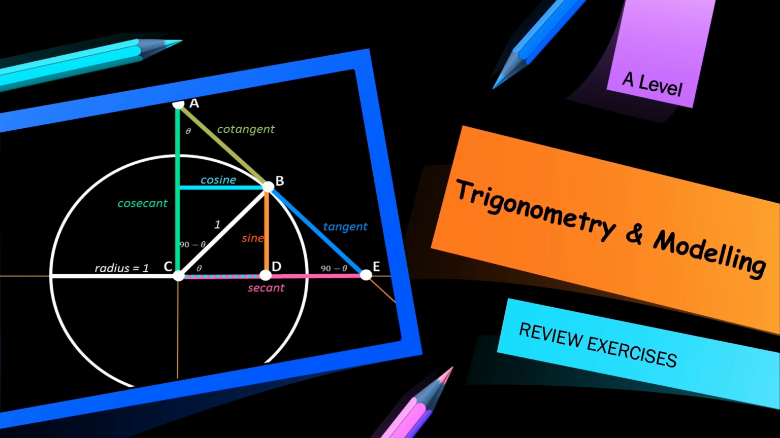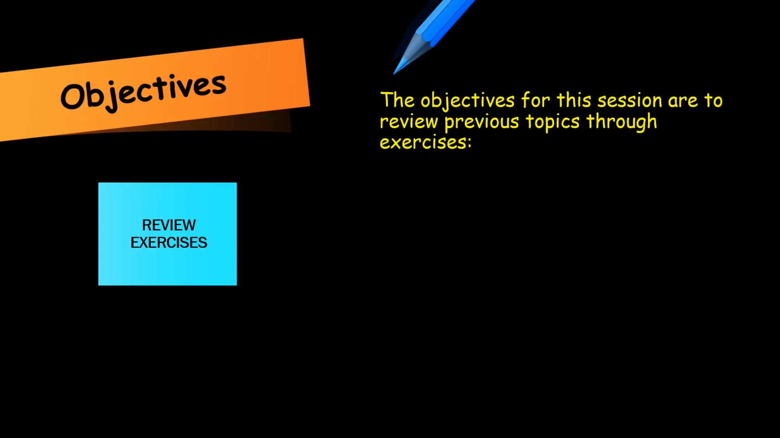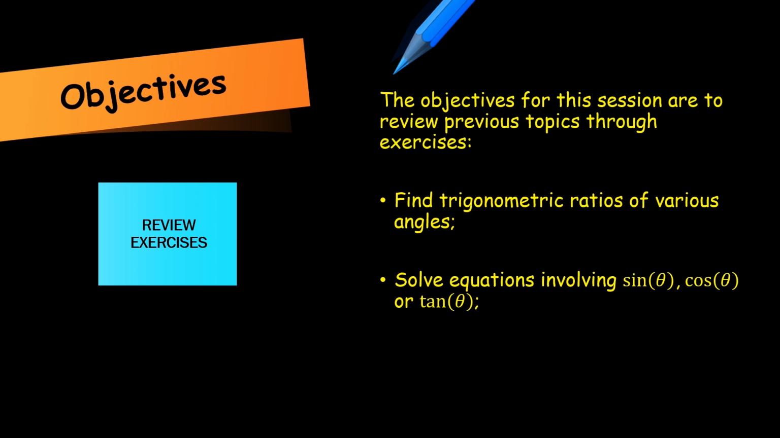Welcome to the session on trigonometry and modelling, review exercises. The objectives for this session are to review previous topics through exercises, namely, find trigonometric ratios of various angles, solve equations involving sine, cos or tan, and prove trigonometric identities.